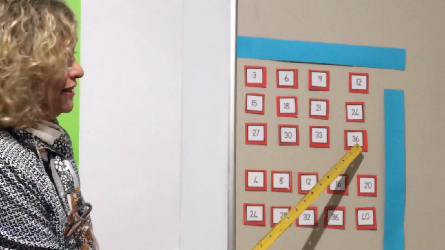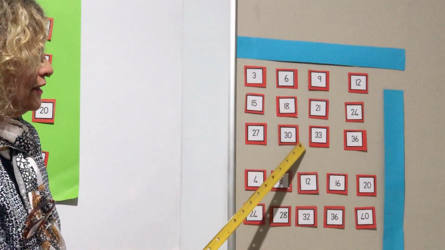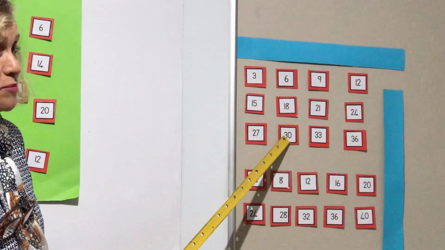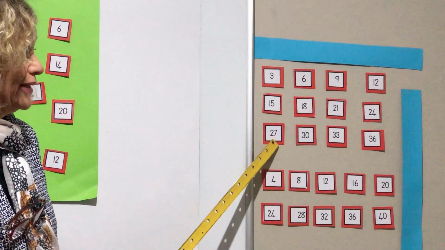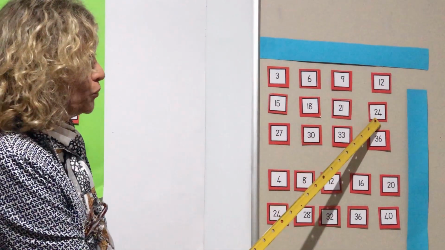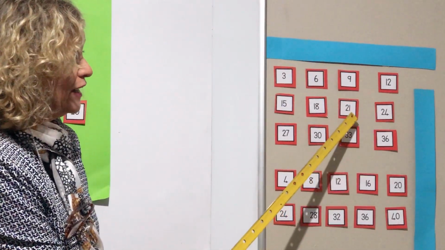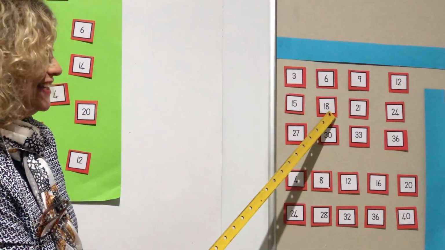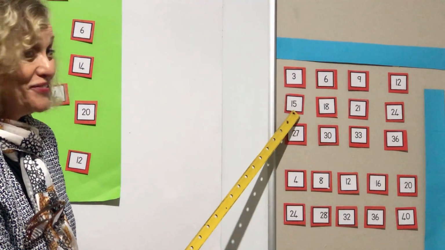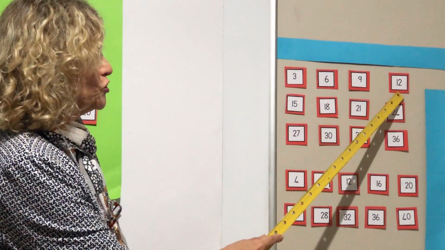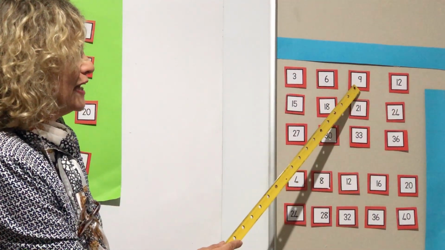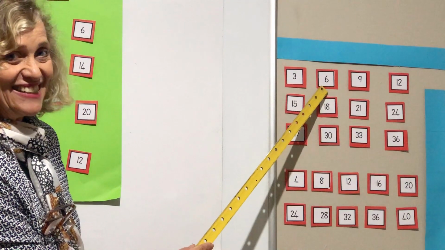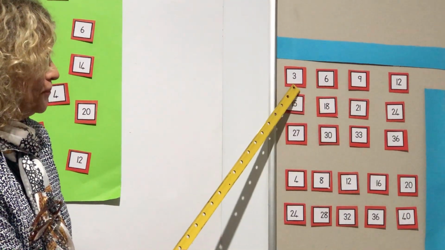Let's go back. 33, 30. Now we say -3. 27, 24, -3, 21, -3, 18, -3, 15, 12, 9, 6, 3.